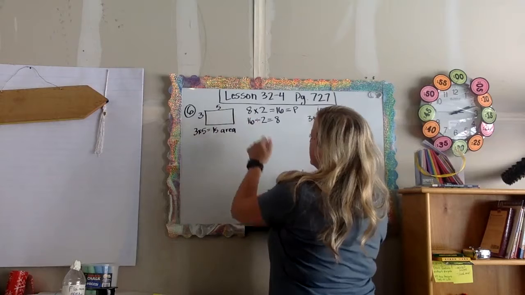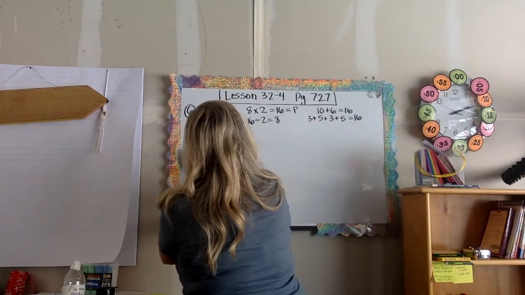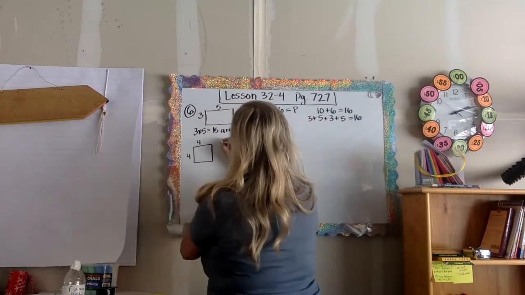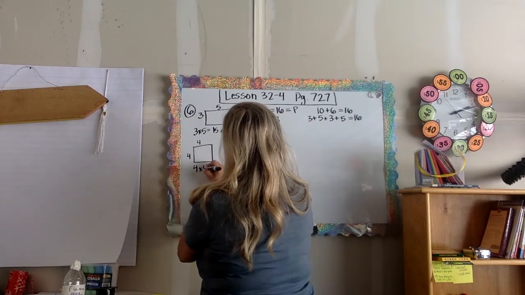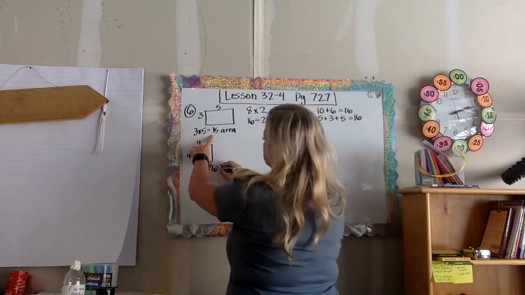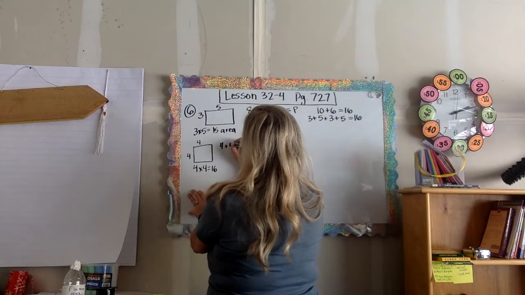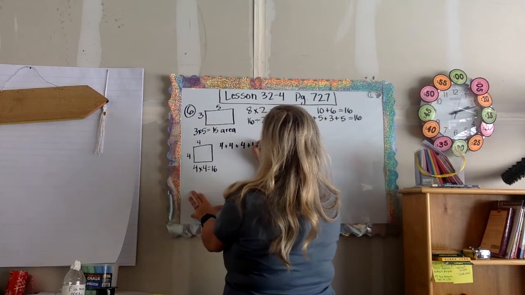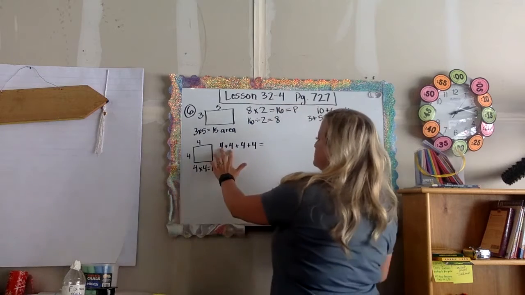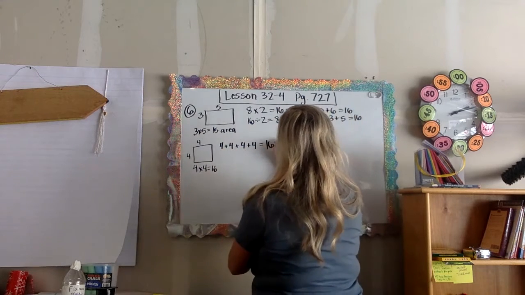3 plus 5 adds up to 8, but I also know that I can do 4 by 4. 4 by 4 is going to give me an area of 16. So my area is different. Check. Now let's see what my perimeter is. I can do 4 plus 4 plus 4 plus 4. 4 plus 4 is 8, 4 plus 4 is 8, 8 plus 8 is 16.